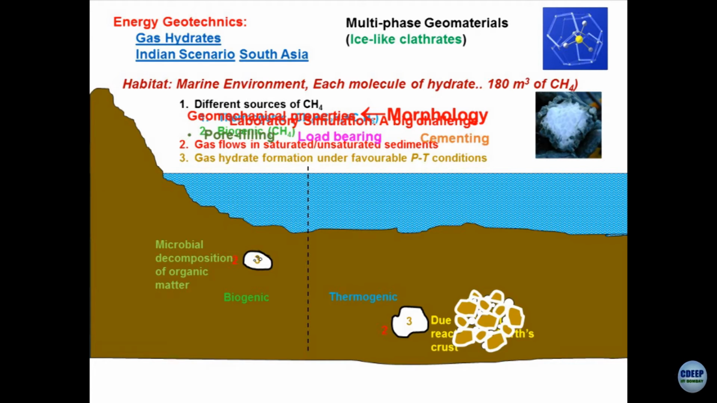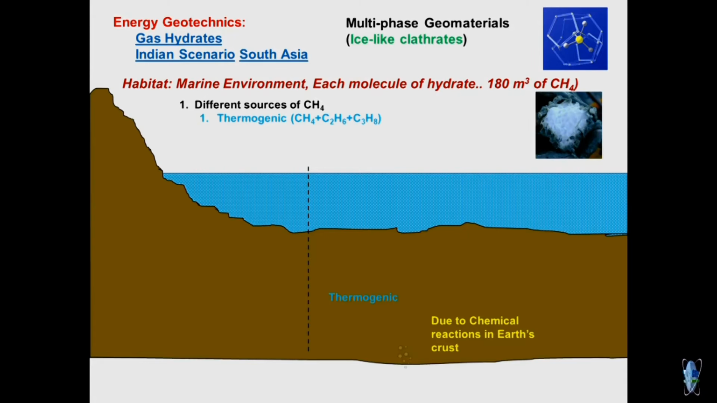This is how they look like a cauliflower or a cabbage, you may say. I will show a lot of photographs today. So, what are the different sources of the methane gas? The first thing is the question as you were asking. The second thing is, types of methane gas are two.